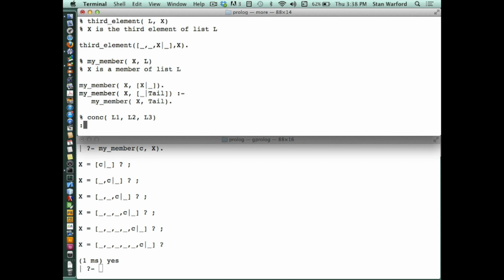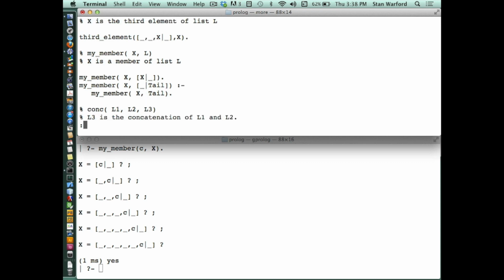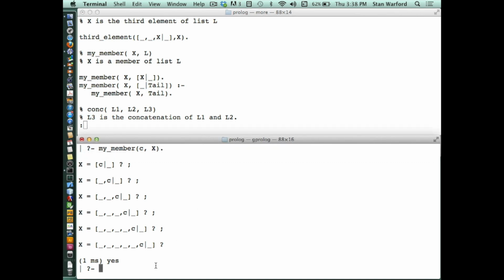Now, the specification for concatenate is L3 is a concatenation of L1 and L2. So concatenation takes three lists. This is one we're going to use over and over and over again. Actually, I want to demo one thing before we do it. Append does the same thing as conc, but append is built in. So let me demo append.